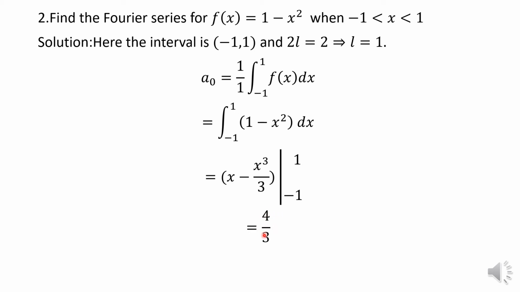You simplify that yourself, we get the first Fourier constant a0 to be equal to 4 by 3 after applying the upper and lower limit. Now let us see the second Fourier constant in the next slide.